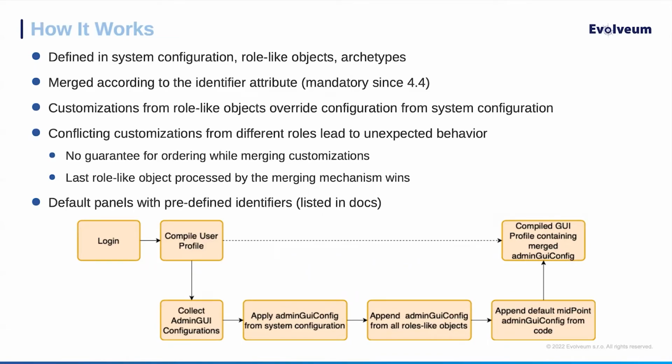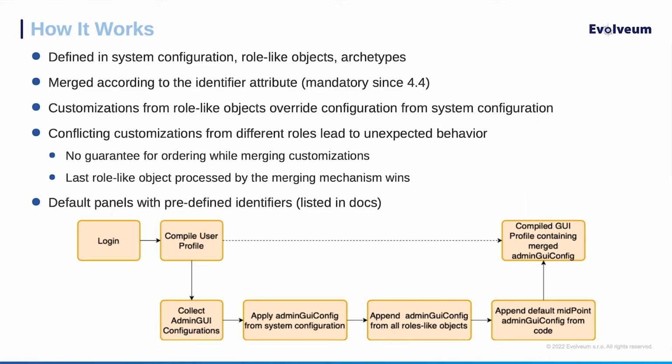The configuration for the user interface can be defined in different objects, such as the system configuration object and all role-like objects: roles, services, organizations. Partially, it can be defined in the archetype, more specifically in the archetype policy part. This brings a flexible mechanism for customizing the graphical user interface that allows it to be adapted to the logged-in users according to their assignments.